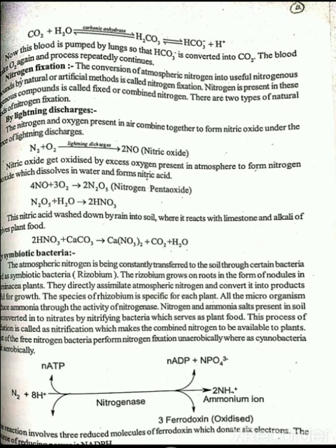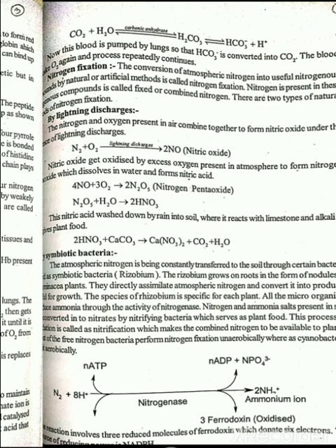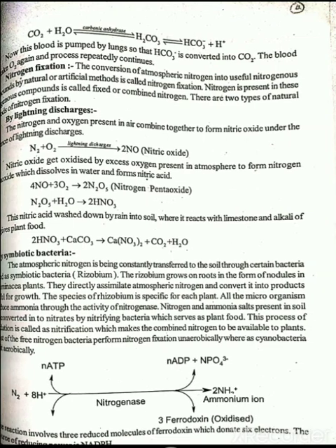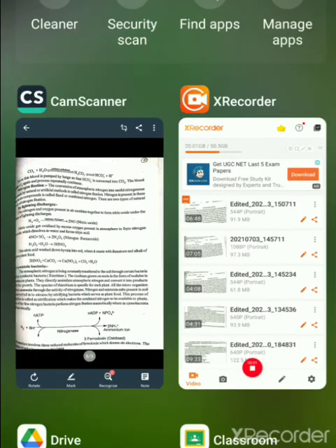See the reaction: CO2 plus water molecule in the presence of which enzyme? It is carbonic anhydrase. It is converted first to H2CO3, that is carbonic acid, and finally to bicarbonate plus hydrogen; H+ is given out. Now this blood is pumped to the lungs so that bicarbonate is converted again into CO2, and H+ is given out. The blood gets O2 again, and the process continues repeatedly. This is all about the role of hemoglobin and myoglobin in our body.